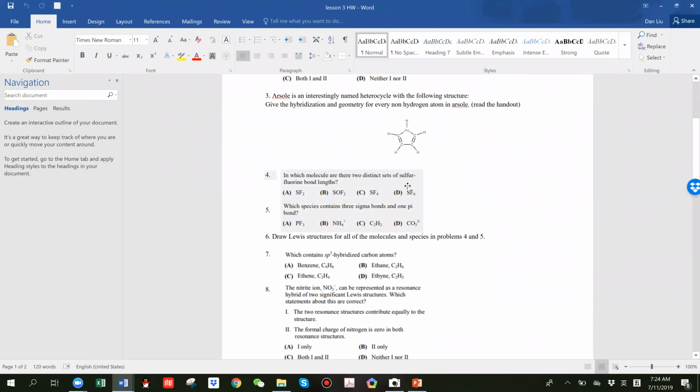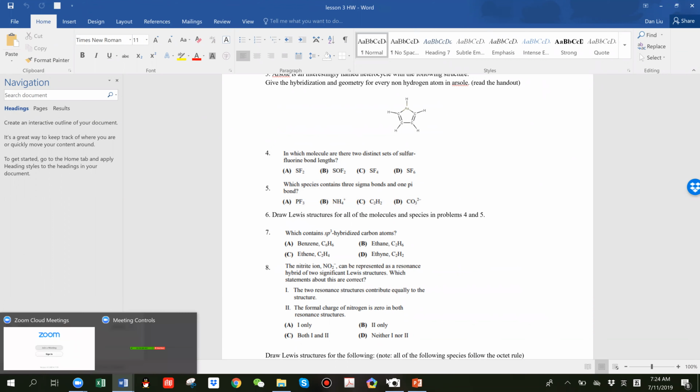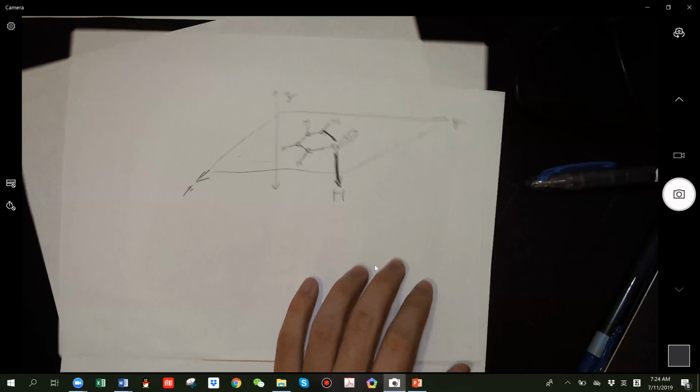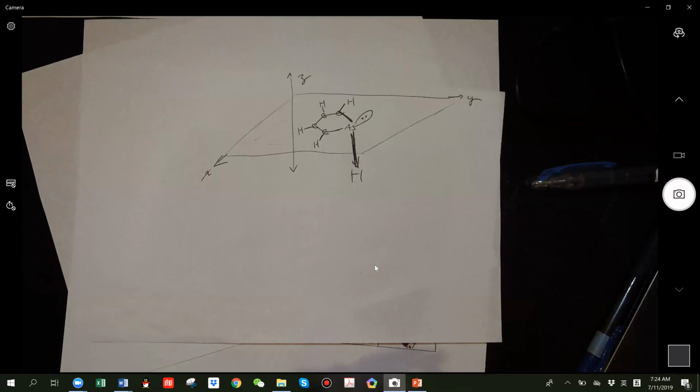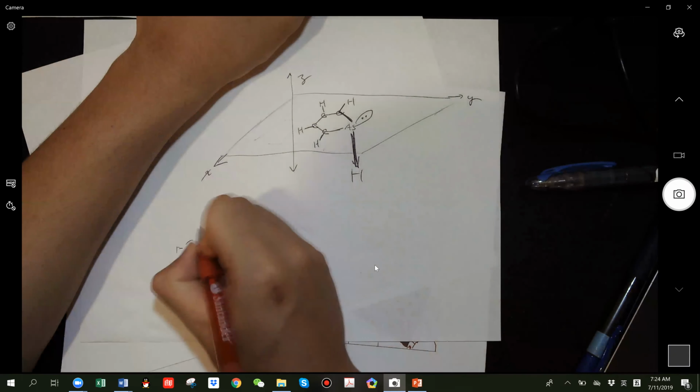Okay. In which molecule are there two distinct sets of sulfur-fluorine bond lengths? So I will spare you the hassle of drawing these Lewis structures because they do break the octet rule, but I'll just draw them for you.